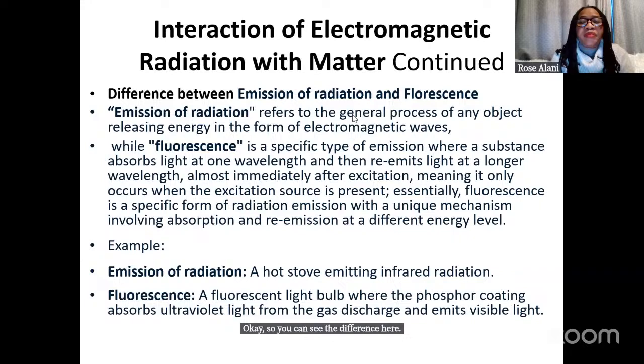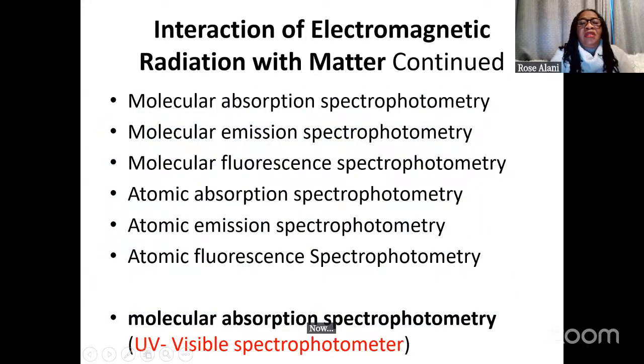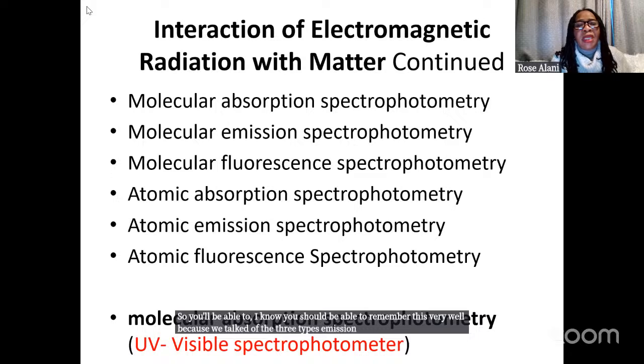Now, let's see the different interactions between matter and light. One is molecular absorption spectrophotometry. The other one is molecular emission spectrophotometry. Then we have molecular fluorescence spectrophotometry. I know you should be able to remember this very well because we talked about the three types: absorption, emission, and fluorescence.